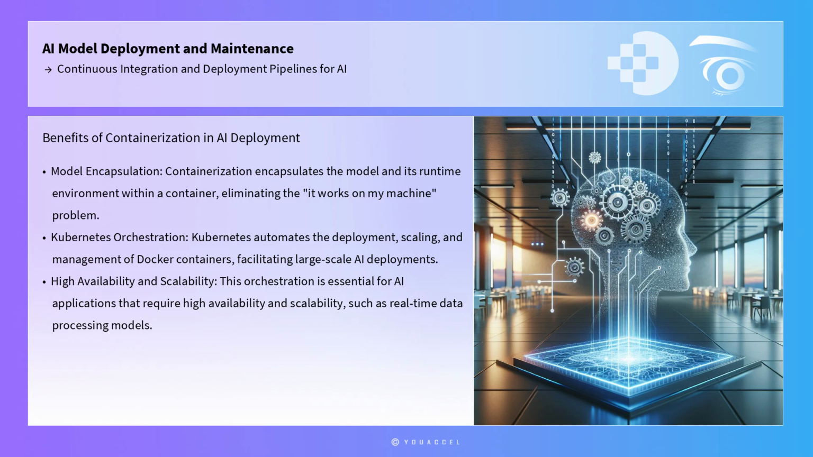Containerization is particularly beneficial in AI deployment because it encapsulates the model and its runtime environment within a container, eliminating the "it works on my machine" problem. Docker containers can be deployed on Kubernetes, an orchestration platform that manages containerized applications. Kubernetes automates the deployment, scaling, and management of Docker containers, making it easier to handle large-scale AI deployments. This orchestration is essential for AI applications that require high availability and scalability, such as real-time data processing models.